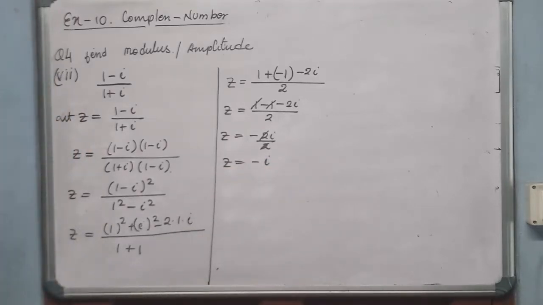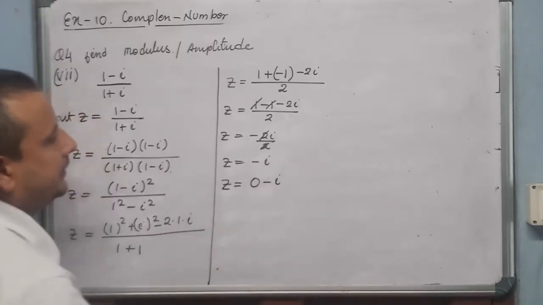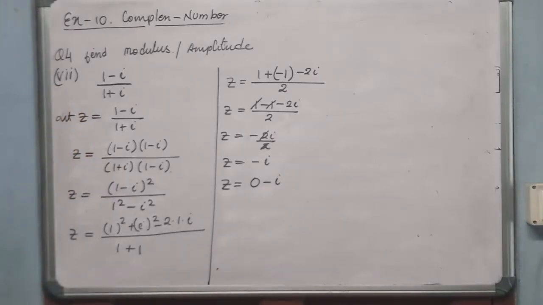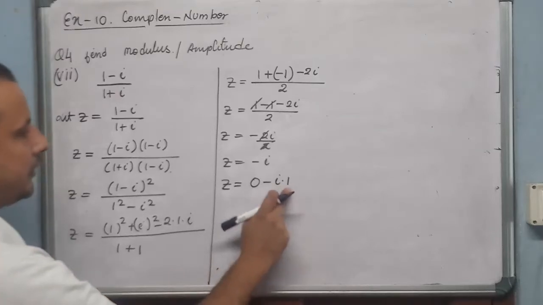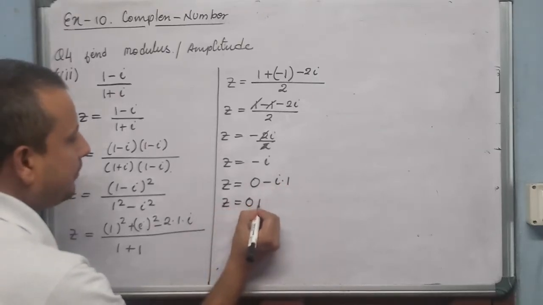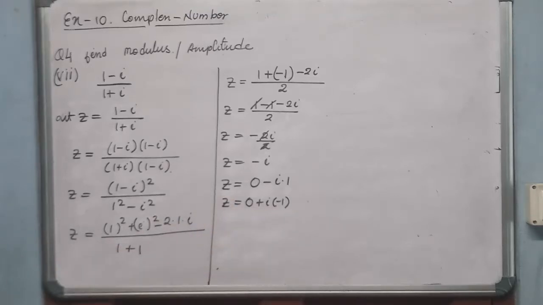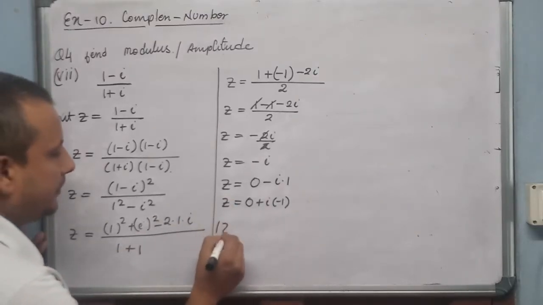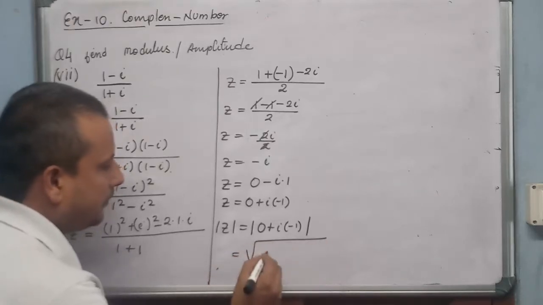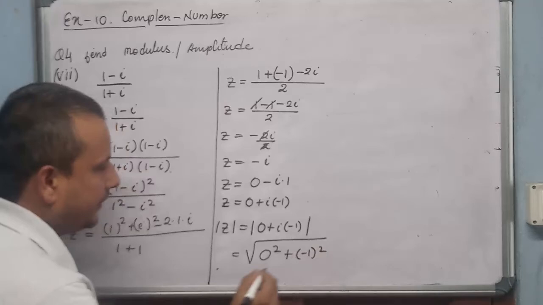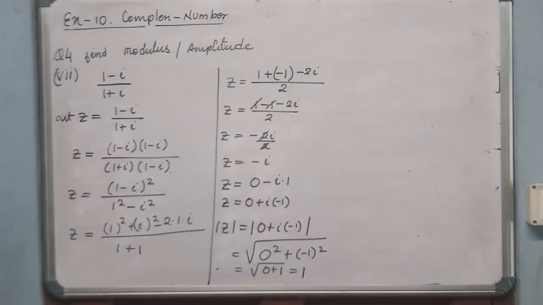This is in terms of minus i, so I'll write it in terms of 0 minus i. 0 minus i is minus i. Now in this case, a is 0, b is minus 1. Or we can write 0 plus i into minus 1. It is in the form of a plus ib. Then the modulus, mod of z equals mod of 0 plus i into minus 1. When you remove the mod, it will be 0 square plus minus 1 whole square. 0 square is 0, minus 1 square is 1. And the mod of z is 1.